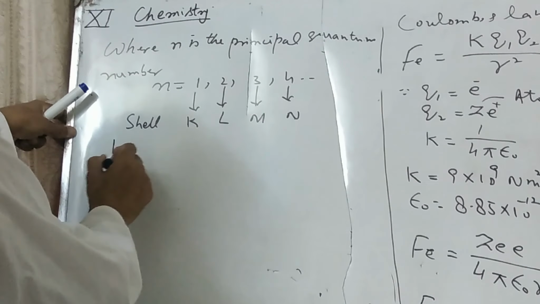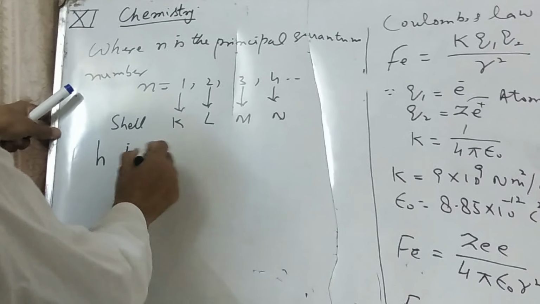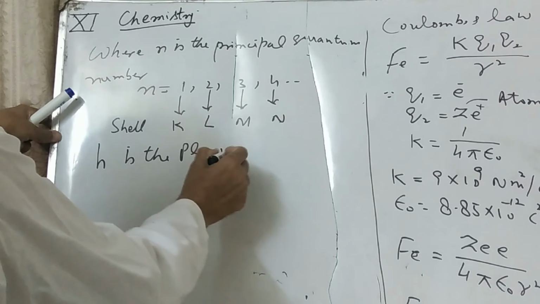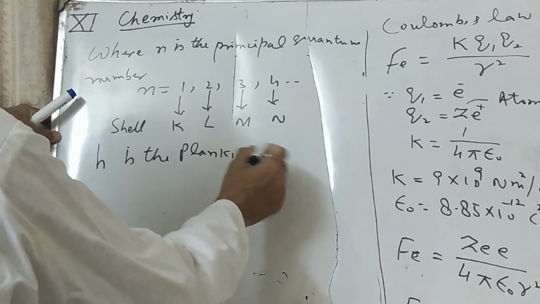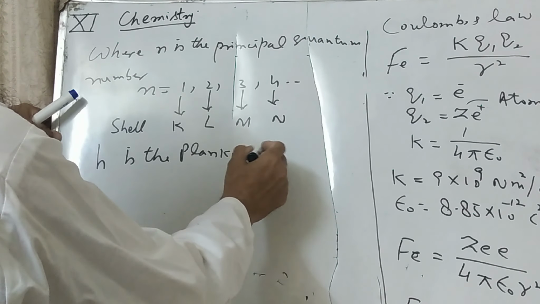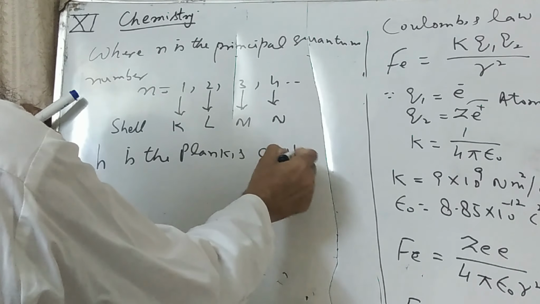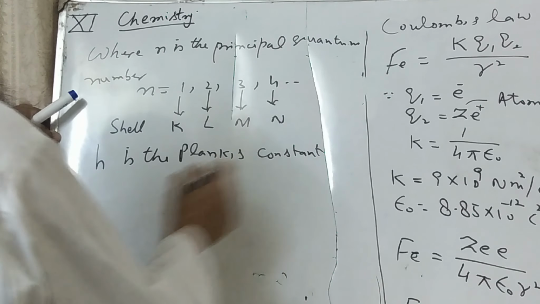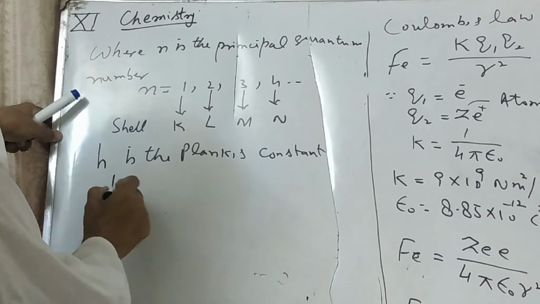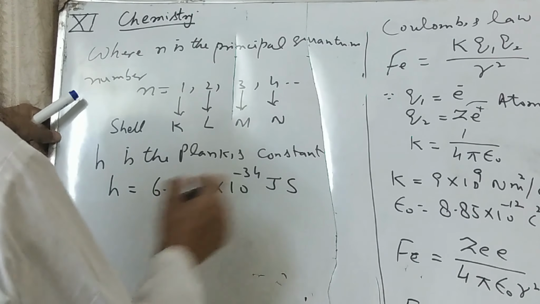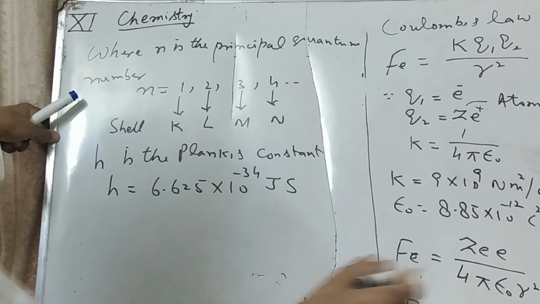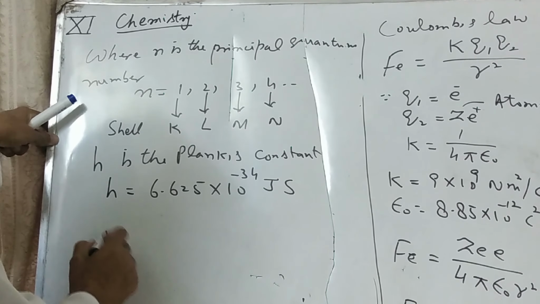H is the Planck constant, that is H is equal to 6.625 × 10^-34 joule second. Now we must rearrange this equation.